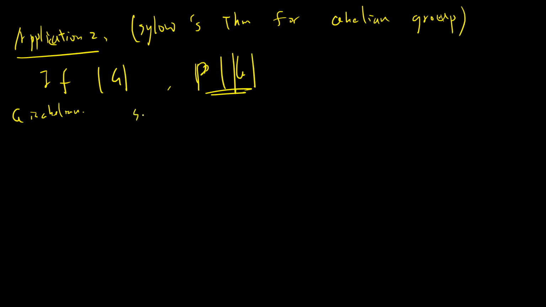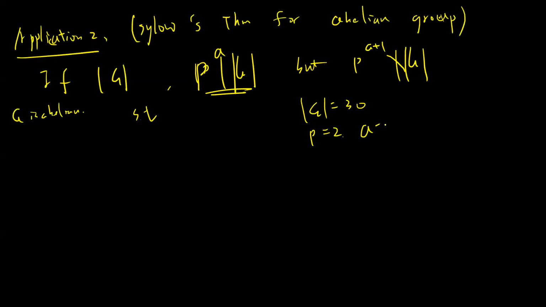Such that P to the A divides G, but P to the A plus 1 does not divide G. So basically, this tells you that P to the A is the largest prime power. I only care that I have at least A as the exponent. So for example, let's say G is 30. Then for P equals 2, A can be chosen as 2, right?